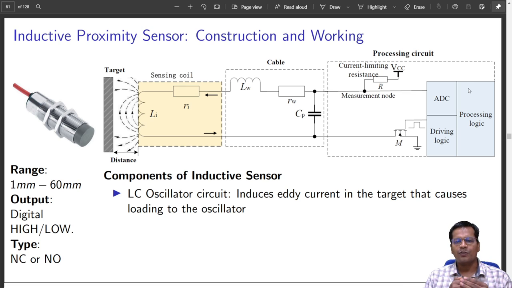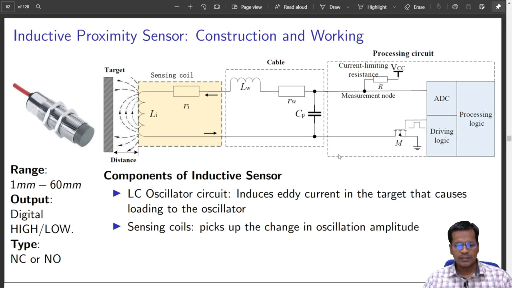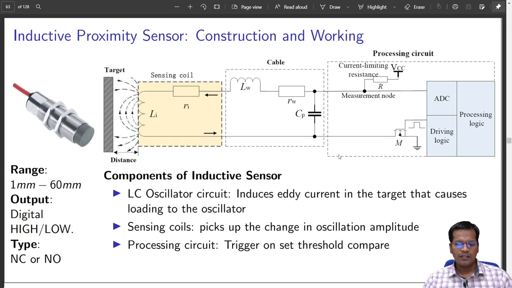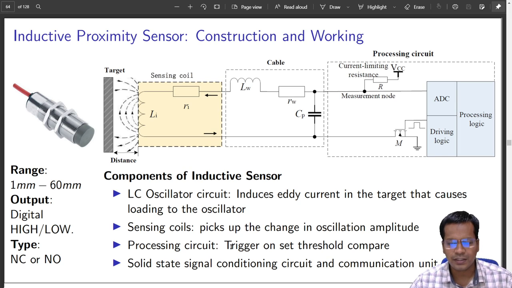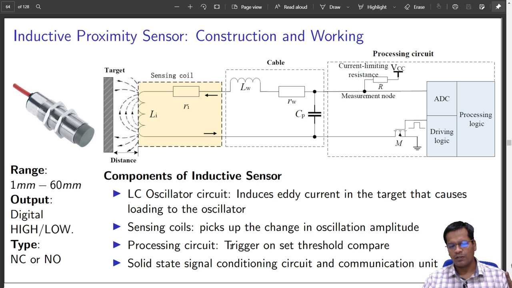Otherwise, if it is an obstacle avoidance robot, in that case, if anything comes nearby, your wheel should stop. So, there are two different requirements. One can be normally open or normally closed. So, these are two different arrangements. Okay, or you can have both. You can have three wires, one for ground reference, normally open and normally closed. Whichever is required, you can use one of them. Okay. So, this is our sensing coil. It picks up the change in oscillation amplitude, and a processing circuit processes it and triggers at a certain threshold based on the setting which may be there. Okay? Solid state signal conditioning circuits are there, and a communicating unit is there. It can just be a digital signal, high or low, or it can be some sort of serial communication device, which converts it to serial data. Okay, that also is doable.